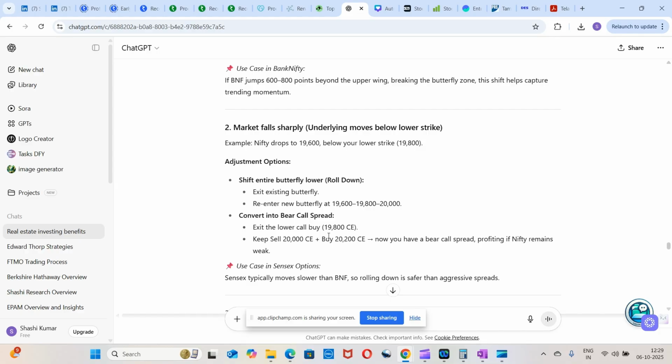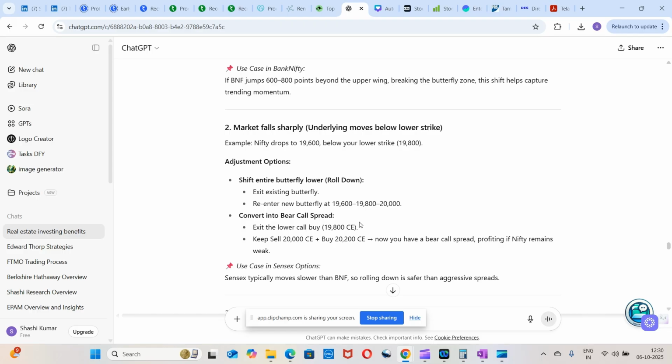So you exit that 19,800 CE call, and keep 20,000 CE buy, 20,200 CE. Okay, so that's what you could do, and you convert it into a bear call spread. Then your view will become bearish, and you will benefit if the market falls. So those are the two options you can do.